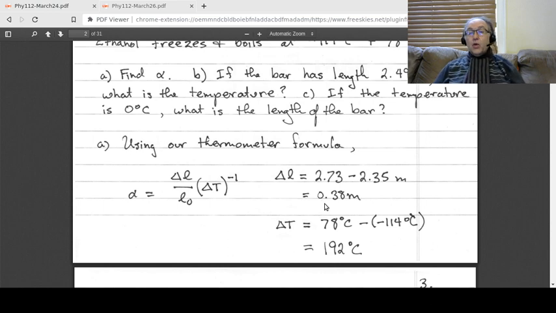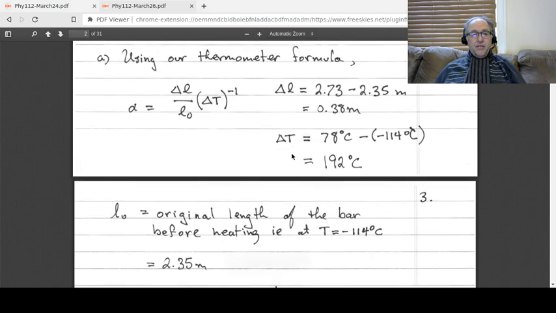Okay, and what's the delta T? All right, well, the delta T is a higher temperature, 78 degrees, minus the minus 114, which means that delta T, that is the temperature from when it freezes to when it boils, that range is 192 degrees Celsius. So this is actually quite a big range. Okay. All right. Once we have that, we plug in.